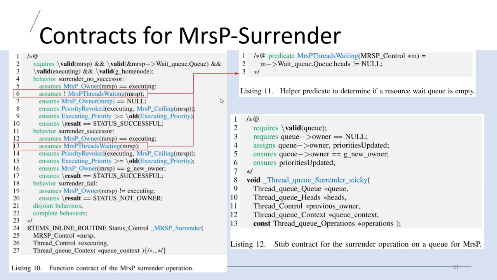The surrender function is like this. The MrsP thread waiting is there. It will check if the waiting queue exists or not. If it does not have any waiting queue, it will reset the owner to null. If it indeed has a waiting queue, then the first thread will be the succeeding owner.